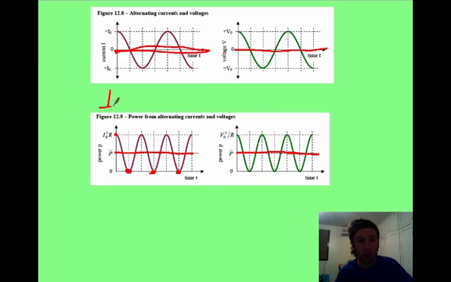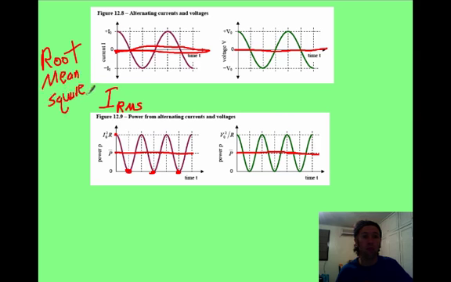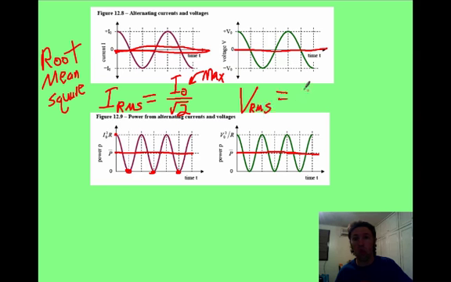What you have to use is what we call an RMS value, or a root mean square value for your current. And that is going to be I sub 0, which is going to be your max divided by the square root of 2. And your root mean square for voltage is going to be V sub 0, which again is your maximum voltage, divided by the square root of 2.